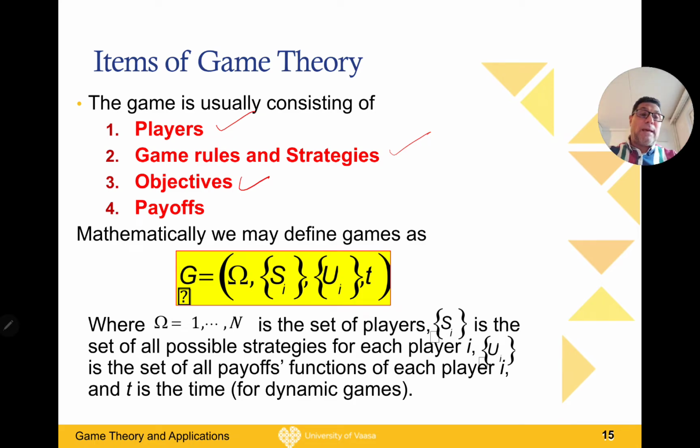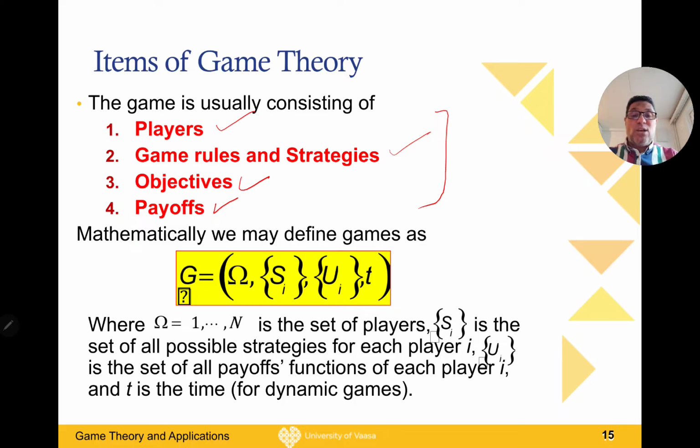We might have a zero-sum game where one of the players doesn't want to maximize their revenue or their income, but just wants to make the other player lose. So it depends on the objectives. So the optimum strategy depends on the objectives. Okay, and finally the payoffs. The payoffs should be clearly defined. So we should have all these four items clearly defined: the players of the game, the rules and the strategies available for each player, the objectives for each player, and the payoff equations, utility function, or whatever is available for every player.